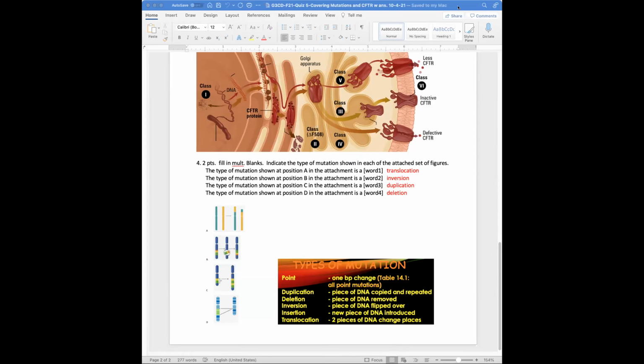CRISPR, I hope you all got the point that if you want mutations, the way to make them these days is to use CRISPR. Because remember the 2 points about CRISPR? One, it's universal. That means it'll work in any organism. And it's specific. You only mutate the target that you've chosen.